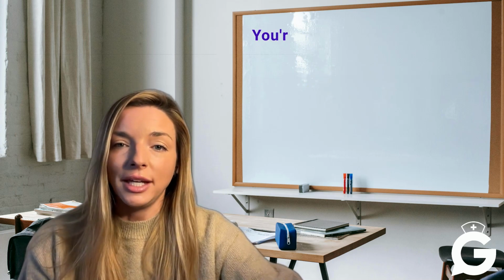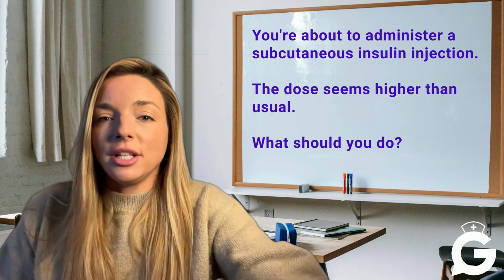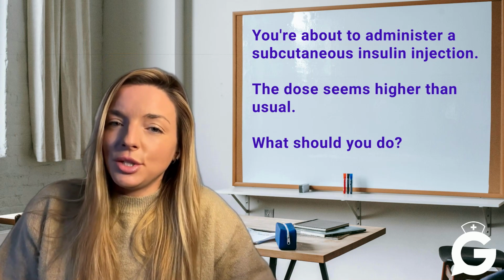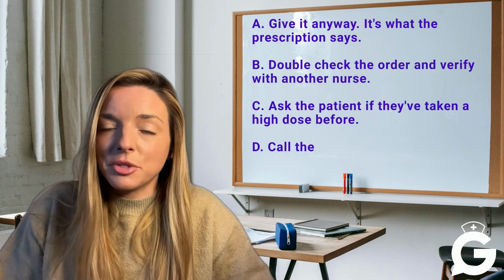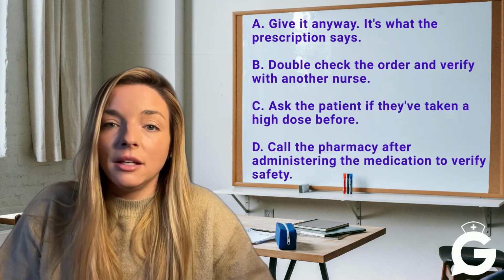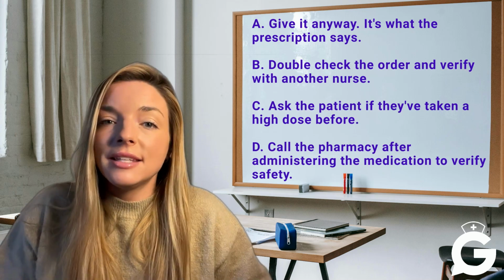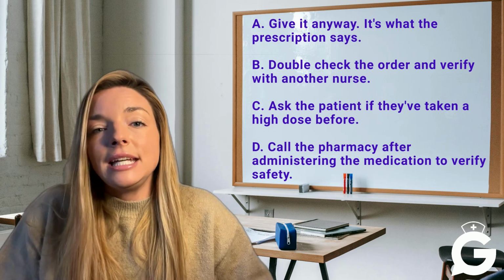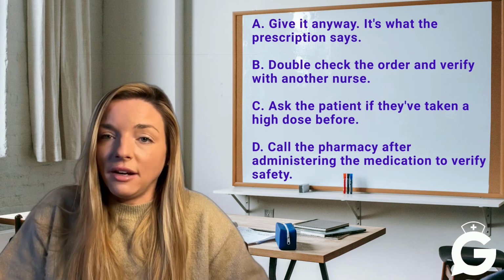Practice question 3. You're about to administer a subcutaneous insulin injection. The dose seems higher than usual. What should you do? A. Give it anyway. It's what the prescription says. B. Double check the order and verify with another nurse. C. Ask the patient if they've taken a high dose before. D. Call the pharmacy after administering the medication to verify safety.